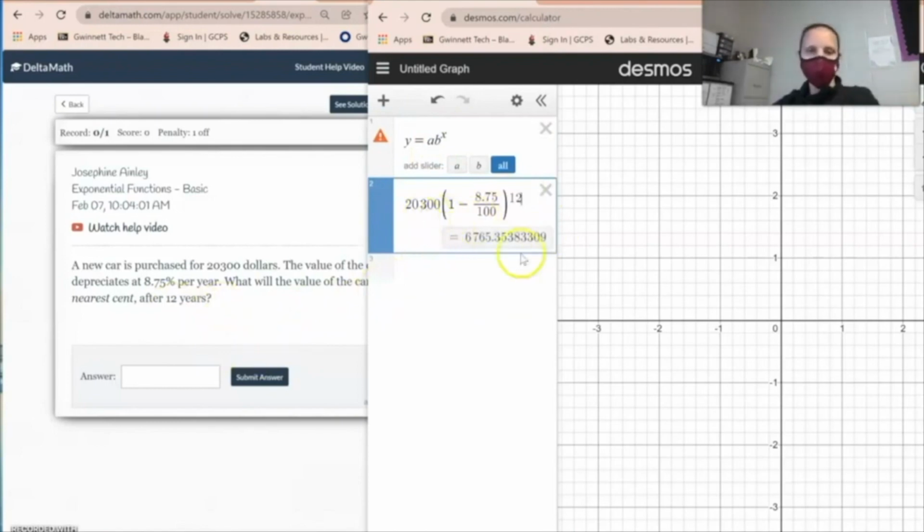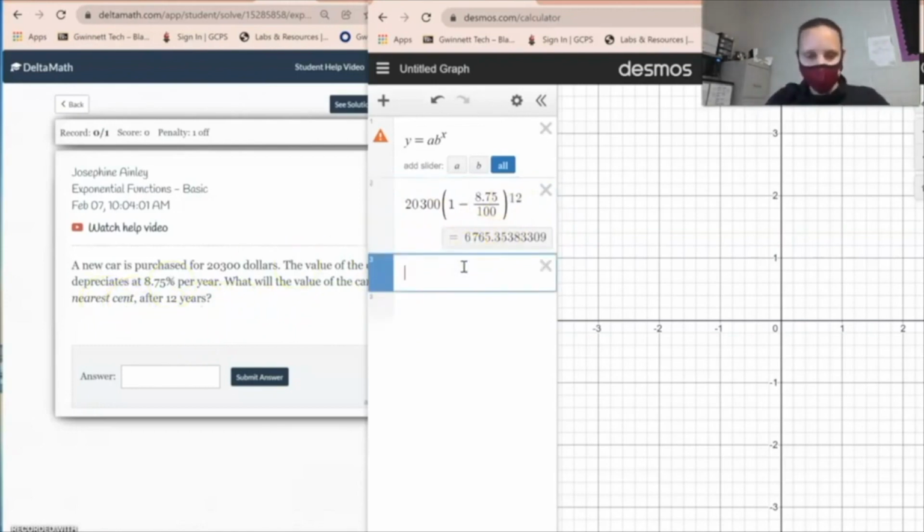Okay, so you just put that in the calculator. Of course, if yours was growing, you would change the minus sign to a plus. If it's compound interest, you'd use a completely different formula. So this is my answer to the nearest cent. Remember, cents is like 25 cents or whatever. So you have 6765 point, and I'm going to write three numbers, 3, 5, and then 3.